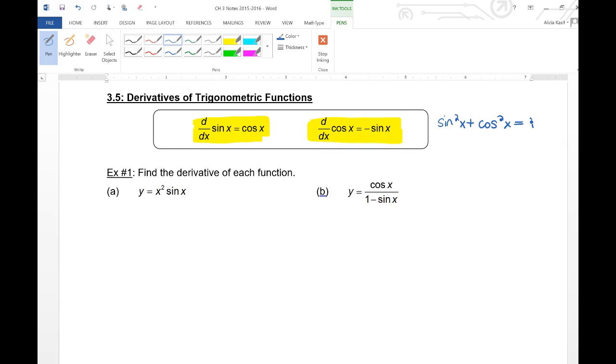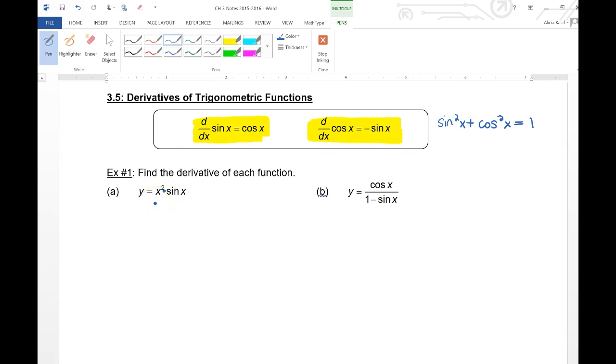So this first example, we have to use the power rule, and it's x squared times the sine of x. Remember when we did the product rule in the past, I said you could FOIL this out and then do the power rule. This is an example where we don't have that as an option. There's no FOIL, we can't distribute it. So we have to use the rules for the trig, and we have to use the product rule.